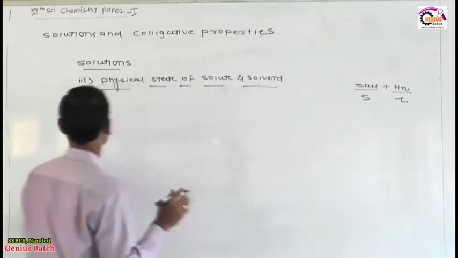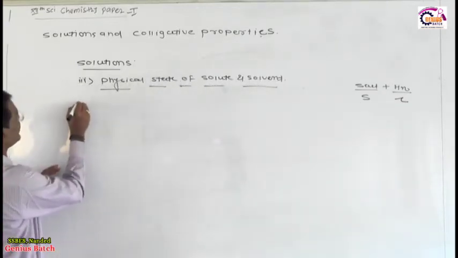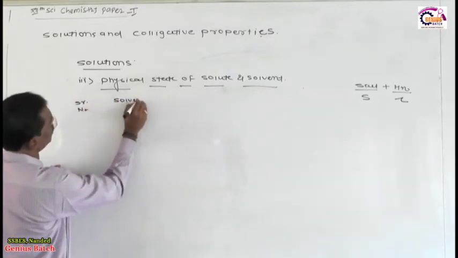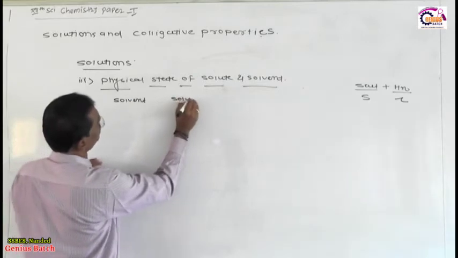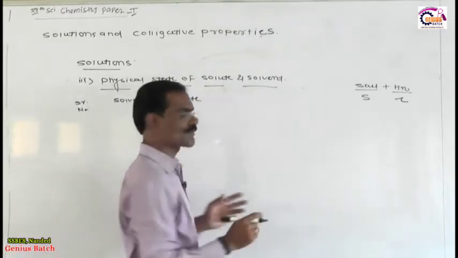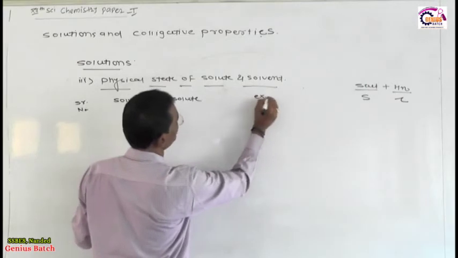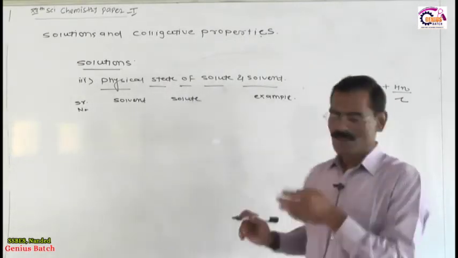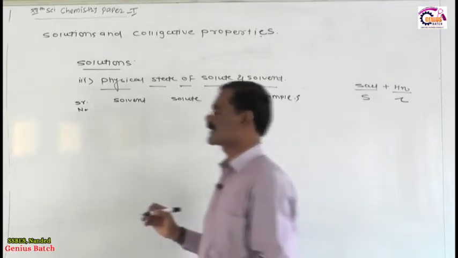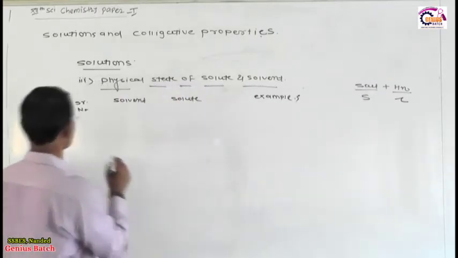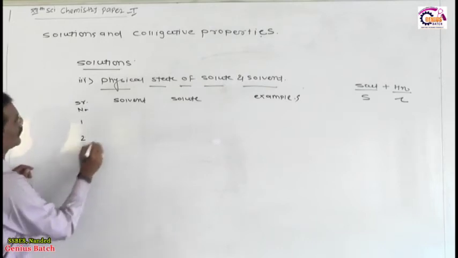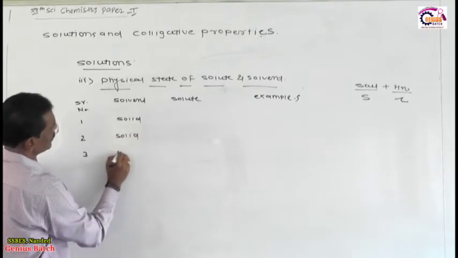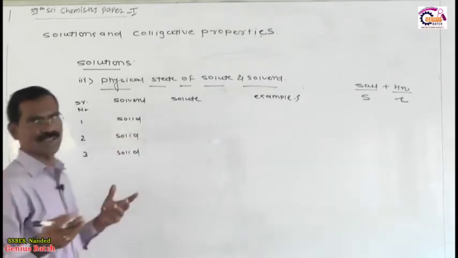Now dear student, suppose we first consider here this serial number. First we take the solvent and then we take the solute. What is the physical state of the solute? If you know the solvent and solute, then we go toward the best example related to this phenomenon. Now what happens in this case? Suppose we consider serial numbers 1, 2, 3, where the solvent is solid. First we consider the solid solvent.